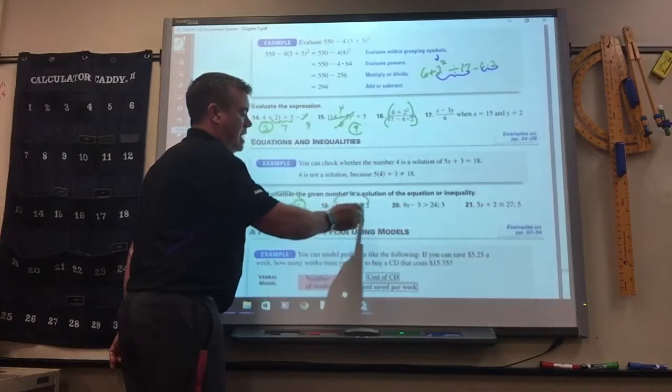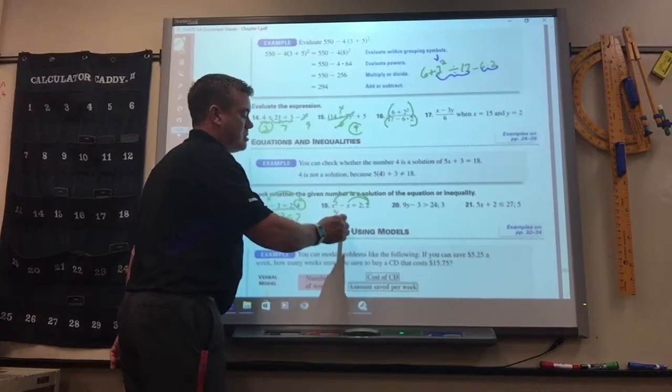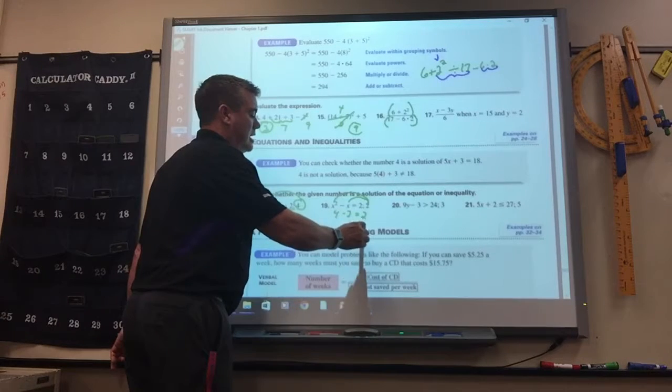Put 2 in here and 2 in there. 2 squared is 4. Minus x, which is 2. Does that equal 2? Yes.